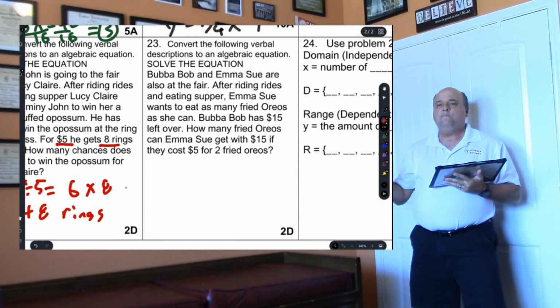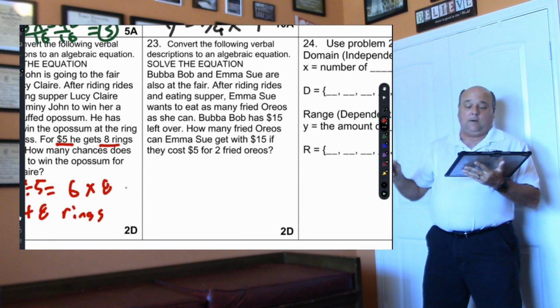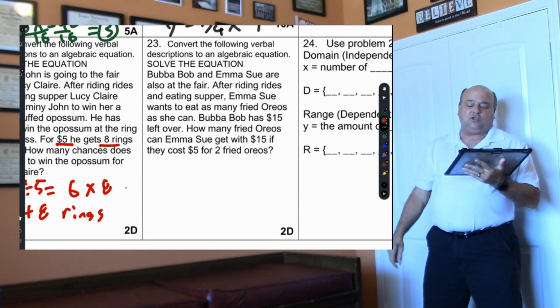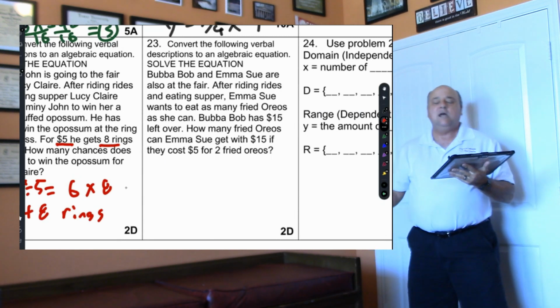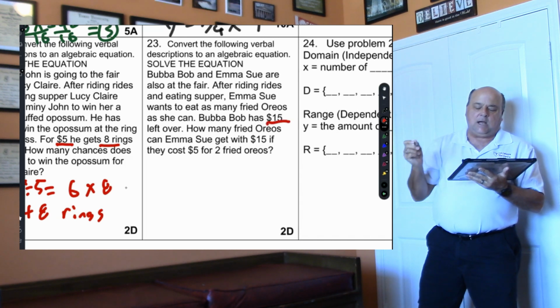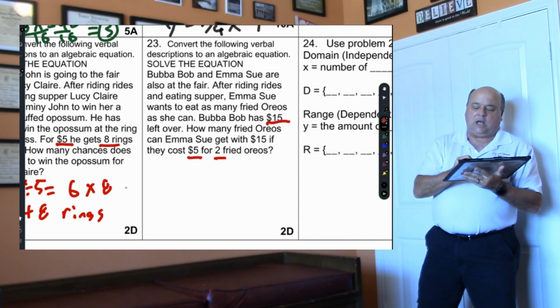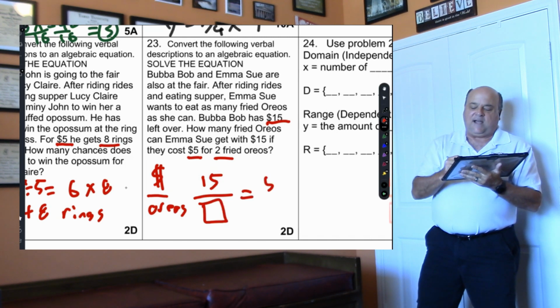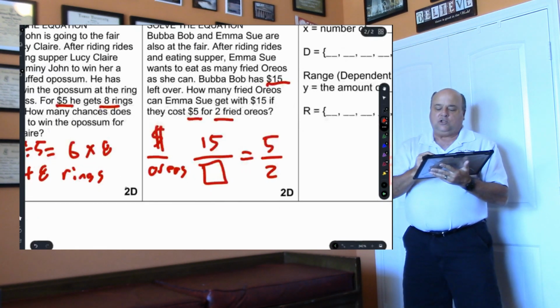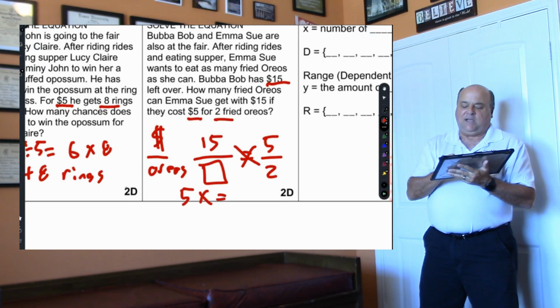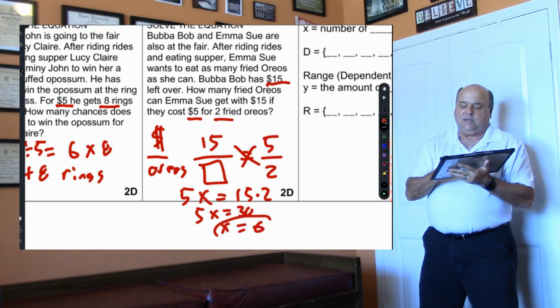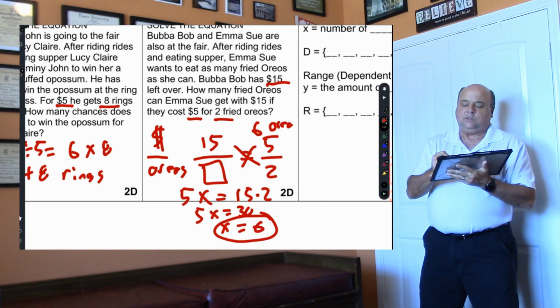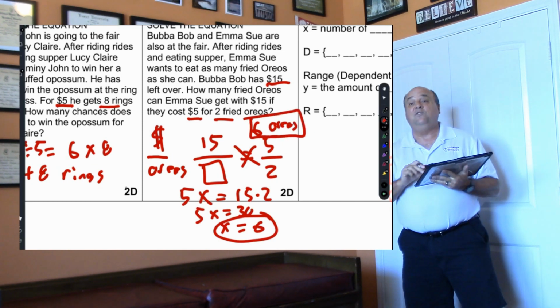Let's go to number 23. Bubba Bob and Emma Sue are also at the fair. After riding rides and eating supper, Emma Sue wants to eat as many fried Oreos. I love fried Oreos. Bubba Bob has $15. How many can he get if it's $5 for every 2? So we have a proportion here, money over Oreos. So we're going to have 15 over, we don't know, equals $5 gets us 2 Oreos. So we're going to cross multiply. We're going to get 5x equals 15 times 2. 5x equals 30. So x is going to end up being 6. So we could get 6 Oreos here. And they fill you up quick.